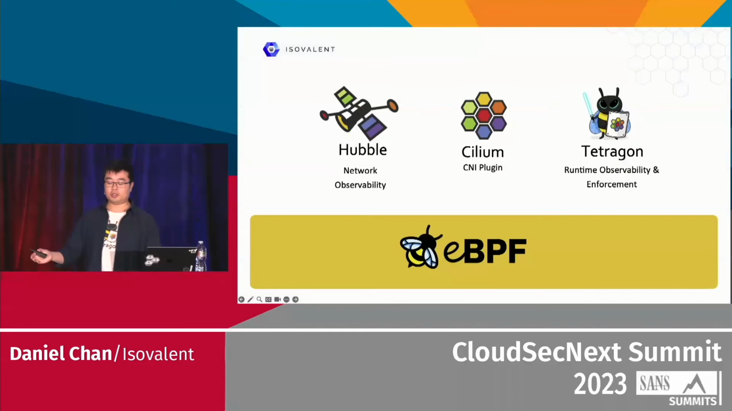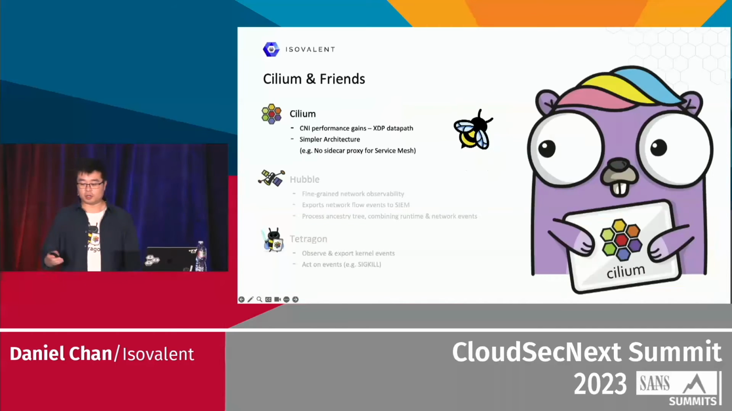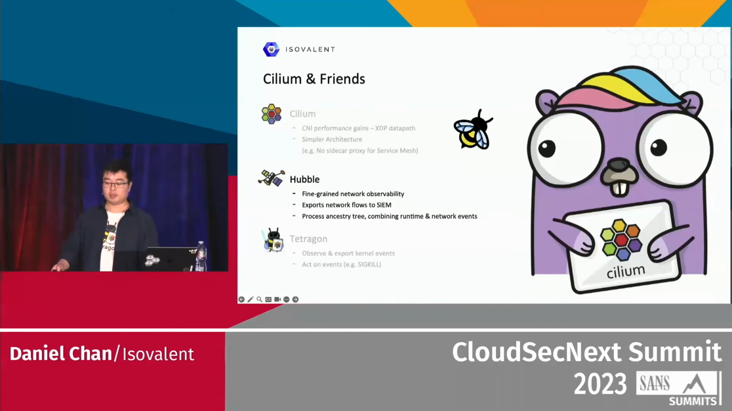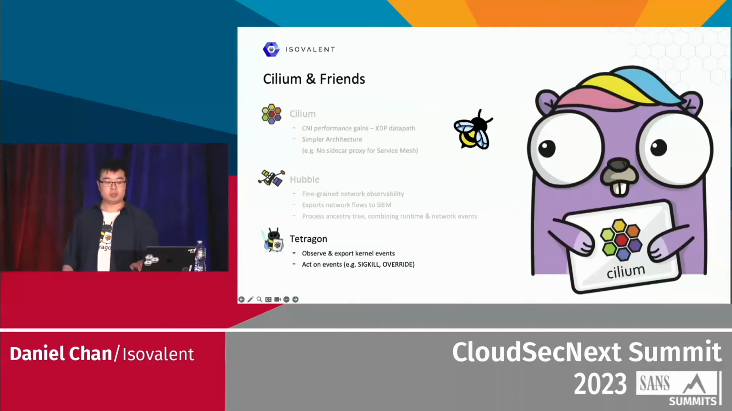So I mentioned earlier Cilium. Cilium is now a graduated project within the CNCF. And this is the family of projects within Cilium. There's Hubble for network observability. There's Cilium, which is the CNI. And then finally Tetragon, which does runtime security and observability and enforcement.